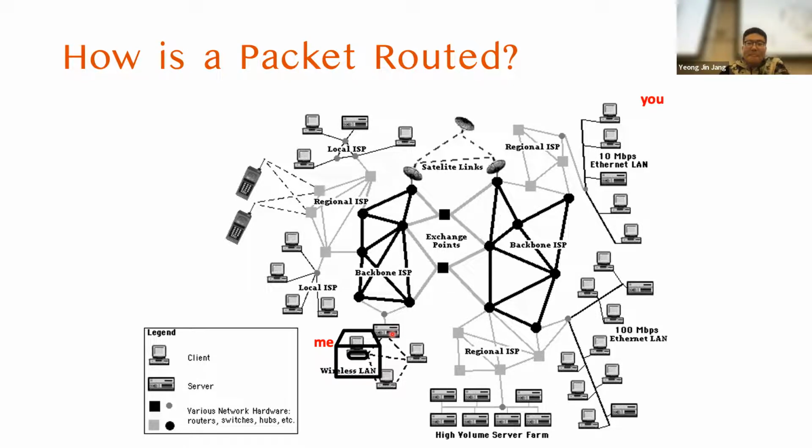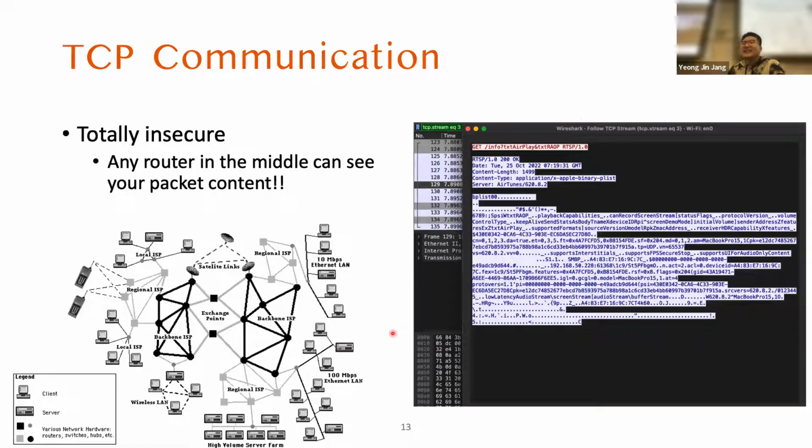So we just briefly showed how a packet can be routed. But the important thing here is that this is totally insecure. When we are using the internet, we mostly use TCP as a communication channel, and TCP does not have encryption by default.